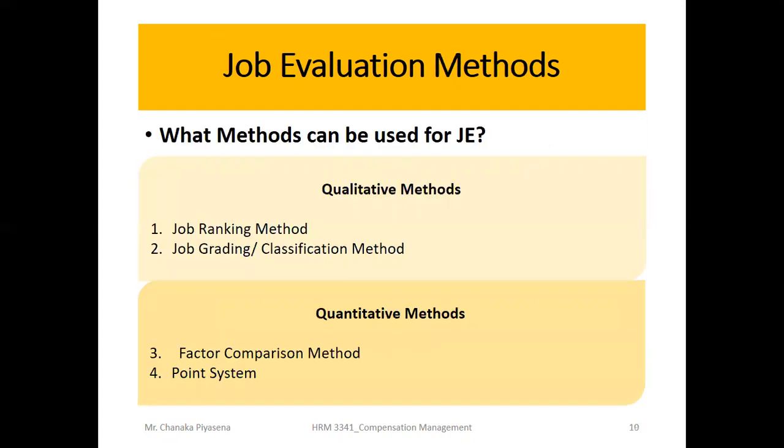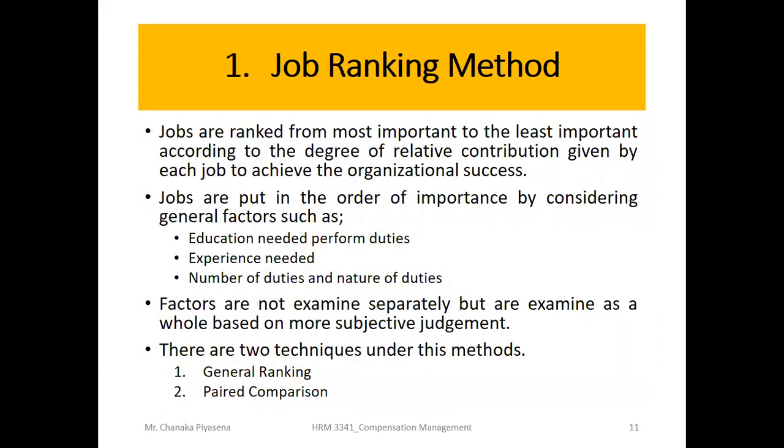There are two types of job evaluation methods: qualitative methods and quantitative methods. There are 4 methods and 2 types of methods. The first one is job ranking methods. We are in the job ranking method. Under the job ranking methods, there are 2 techniques: general ranking and paired comparison.